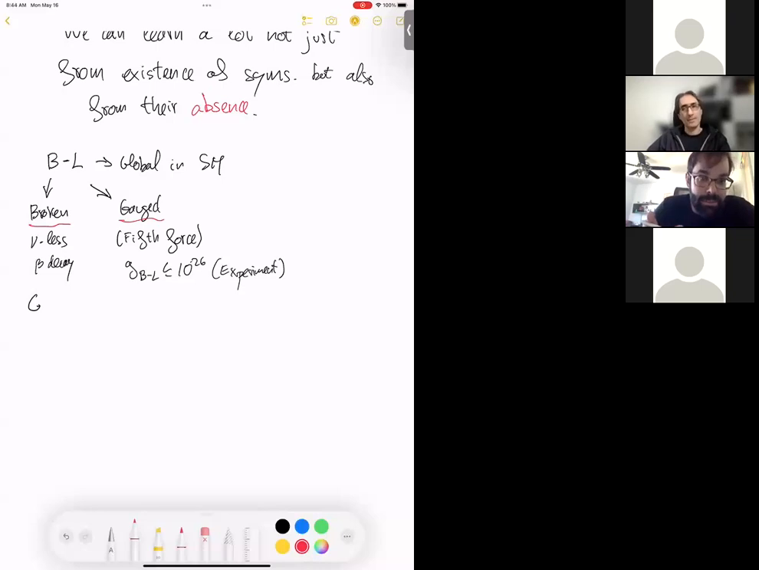In the first case, where it's broken, you can see processes that violate B minus L symmetry in the standard model, which we haven't observed. One example would be beta decay without emission of neutrinos. Another would be Majorana masses for the neutrinos, which would lead to this effect. So it's implied by the absence of a global B minus L symmetry.